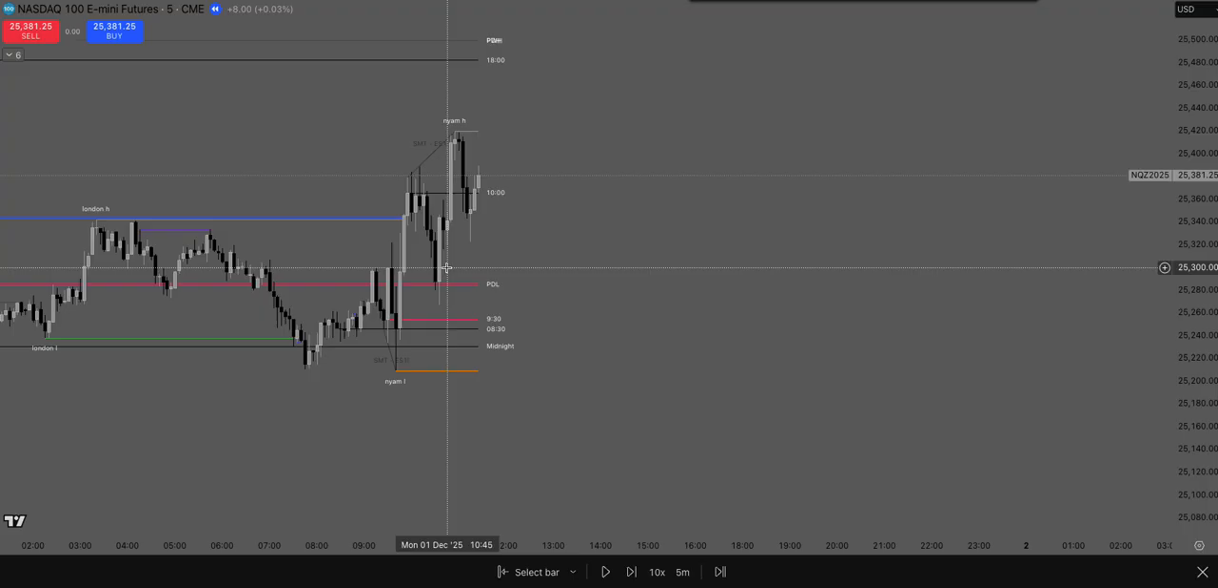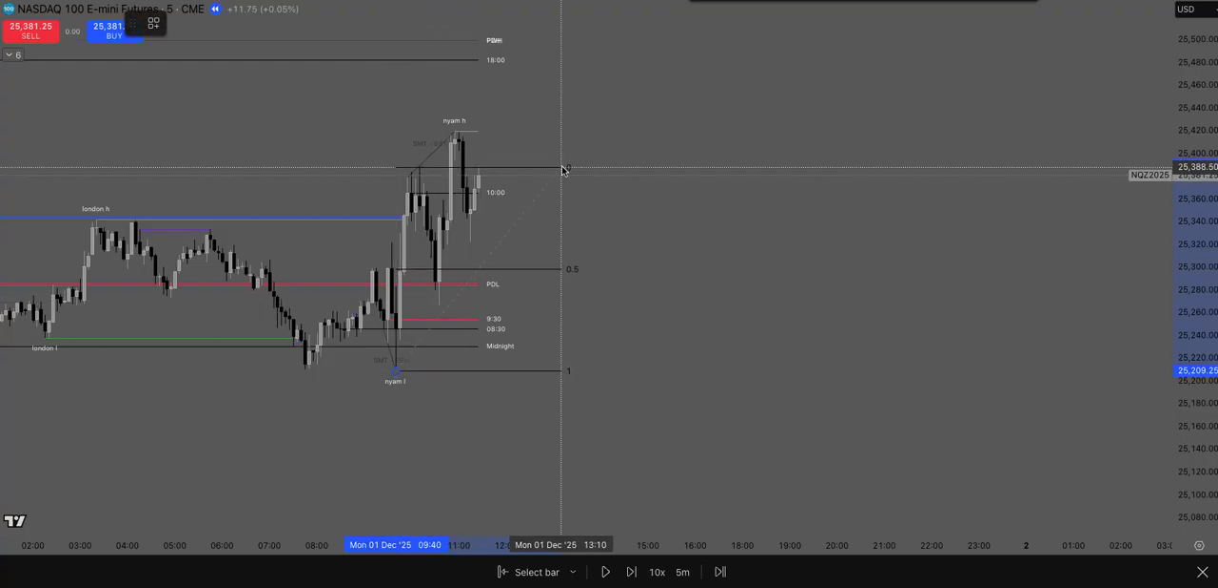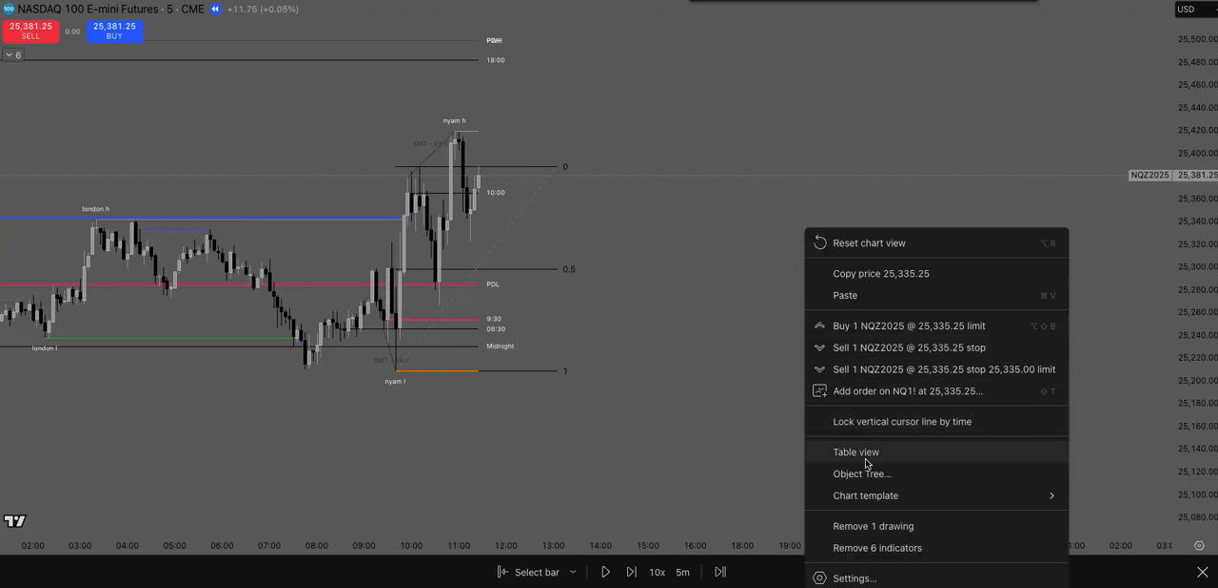high probability. 5-minute and 15-minute time frame gaps that form after 9:30, and even better if they're in an equilibrium or discount of the range. You can see that this 5-minute gap was in a discount, and that's why it works so well. So yeah, that's it for this video.